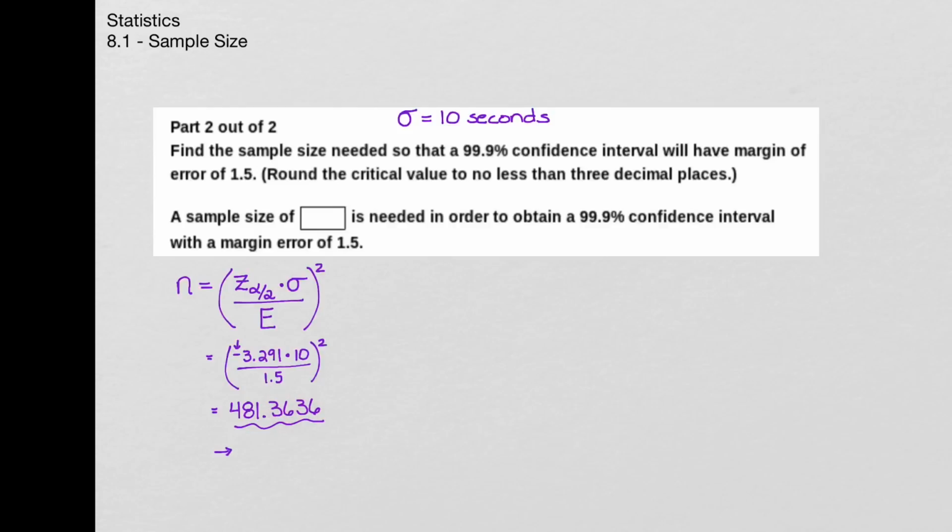Now, does it seem like 481 people, or whatever it is, as opposed to 482 people could really make that big of a difference? It really doesn't seem like it, but in order to match what the problem is asking for, we do have to say that our sample size should be 482, or else we are falling a little bit short. So you're always going to go up to the next whole number in this type of problem, and that's how you get your answer.